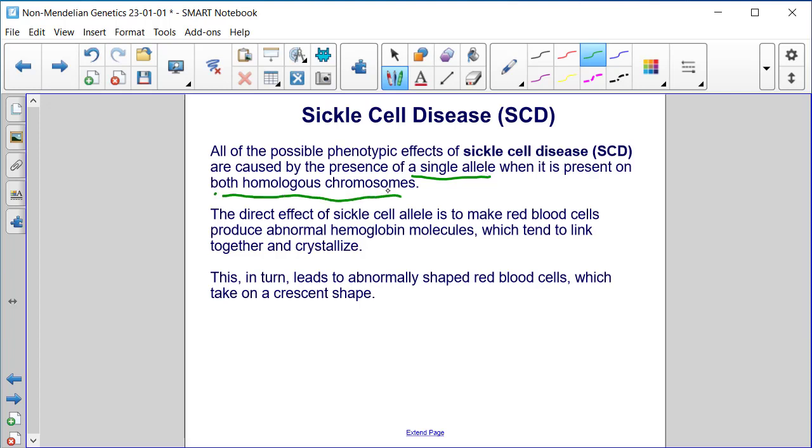The direct effect of sickle cell allele is to make red blood cells produce abnormal hemoglobin molecules, which tend to link together and crystallize. This, in turn, leads to abnormally shaped red blood cells, which take on a crescent shape.